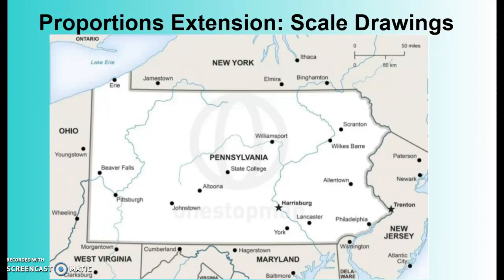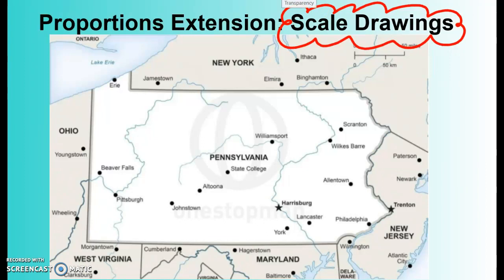And so you see a picture here of a map of the state of Pennsylvania. And we call this a scale drawing because this clearly is not how big Pennsylvania is. Pennsylvania does not fit on my smartboard or on my computer. So this is a picture. It's an application of proportions because it is a proportional size to the actual state, but it uses a scale, and you see that scale up here in the corner.